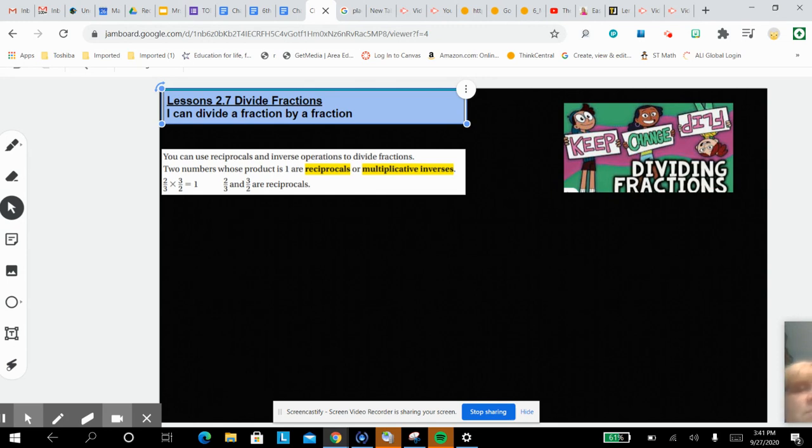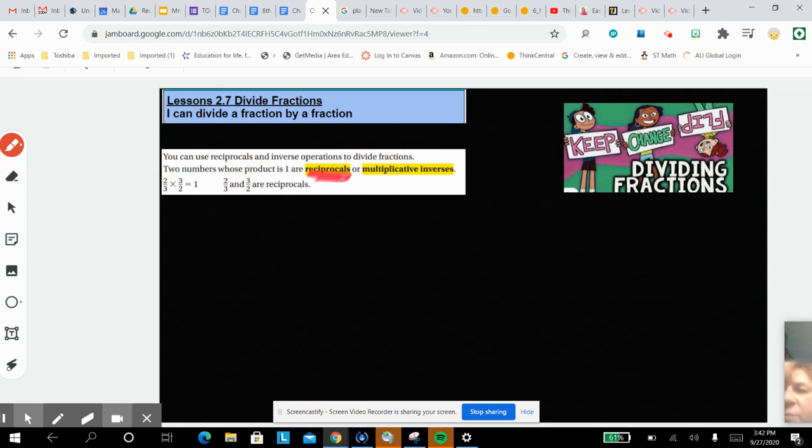All right, I want to take a look at a special vocabulary word here called reciprocal. A reciprocal, or multiplicative inverse, is when you take a fraction and multiply it by its opposite. So here we have 2/3 times 3 over 2, and that's going to equal 1. We've talked about that in our lesson. So 2/3 and 3 over 2 are reciprocals.